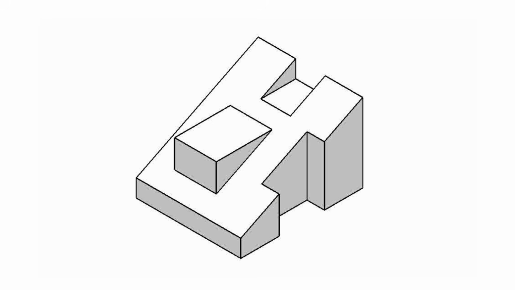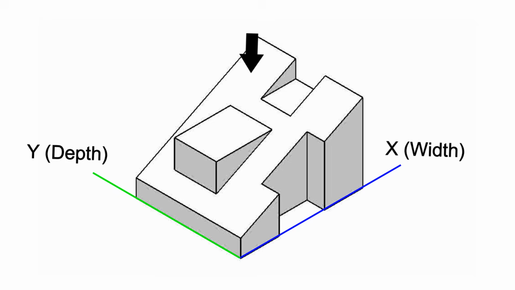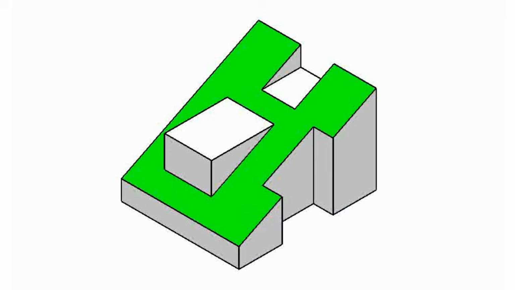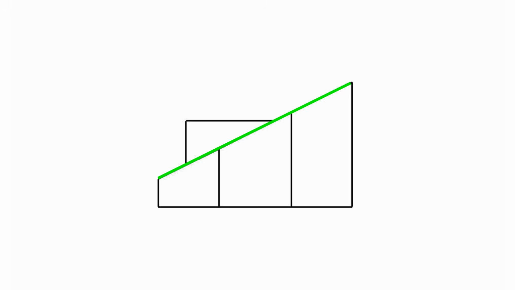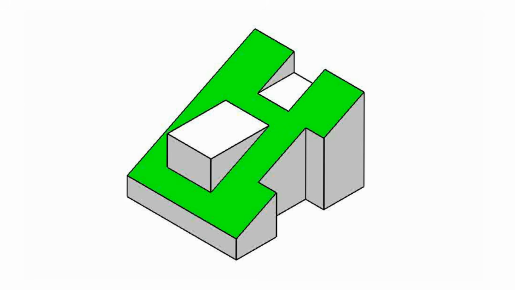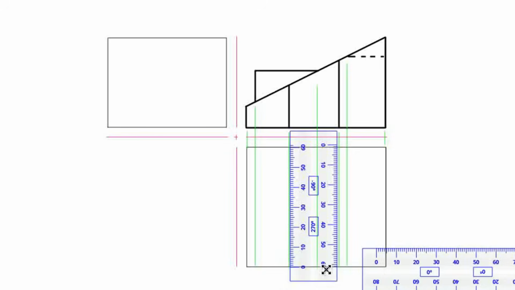In the top view, any plane that is made using the x-axis, width, and y-axis, depth, will be visible. So, we draw all planes that lie on the xy plane using solid lines. Now, let's look at the inclined plane. From the front view, this inclined plane appears as a single inclined line. But from the top view, it appears as a plane, a rectangle or a surface. So, on the top view, we draw this inclined plane as a visible surface because it lies on the xy plane.